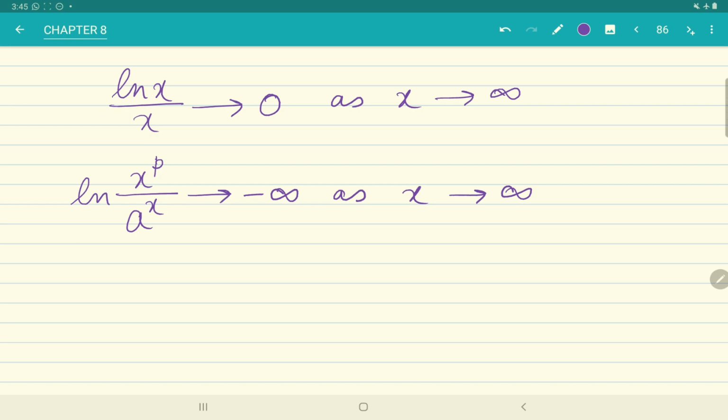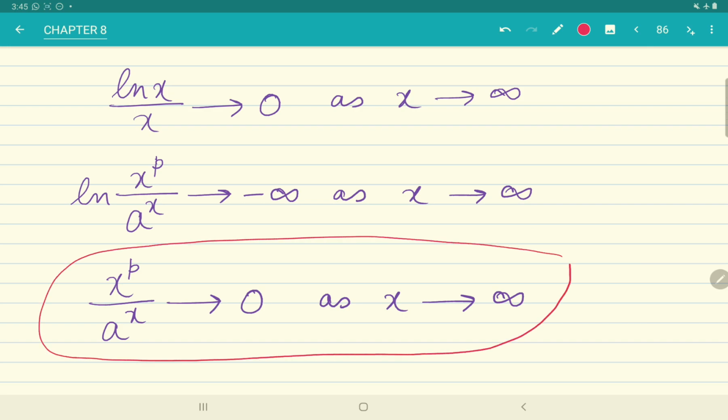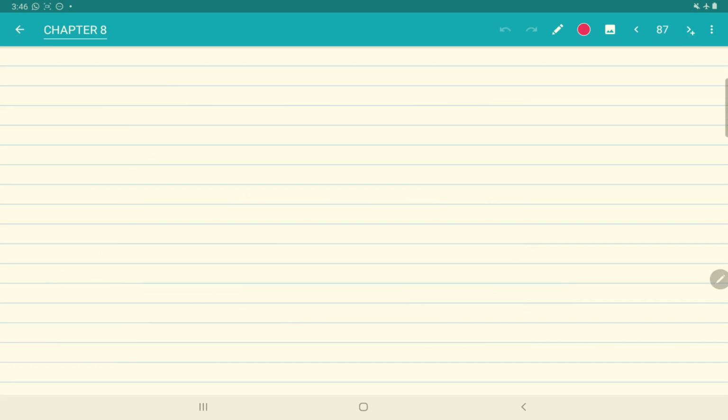And if we have proved this, this implies x^p by a^x tends to 0 as x tends to infinity. And this is exactly what we had to prove, that exponentials drown powers. So you have the limit as x tends to infinity of x^p by a^x equal to 0. Keep in mind that a is greater than 1 and p is any arbitrary positive number.